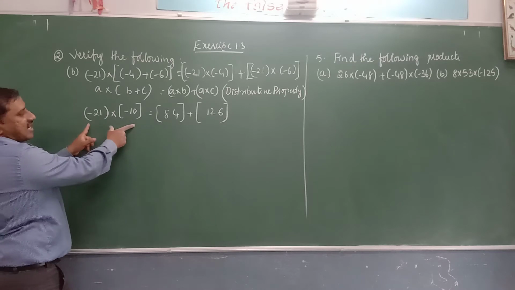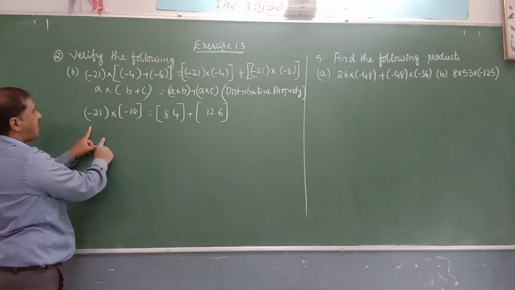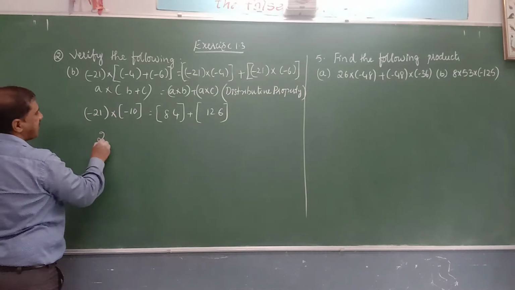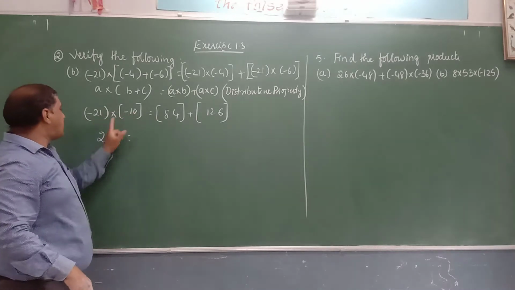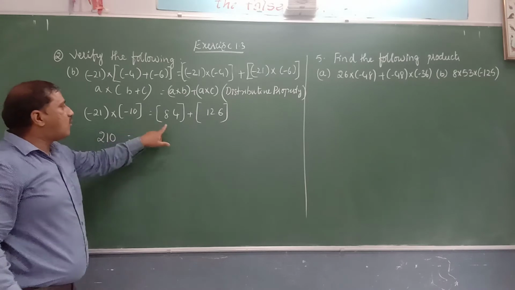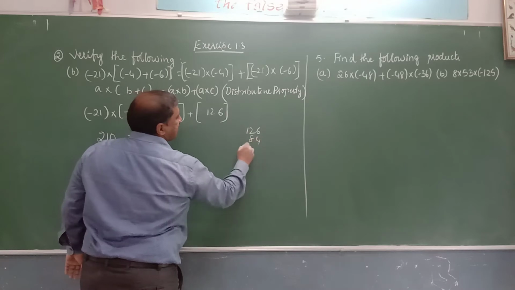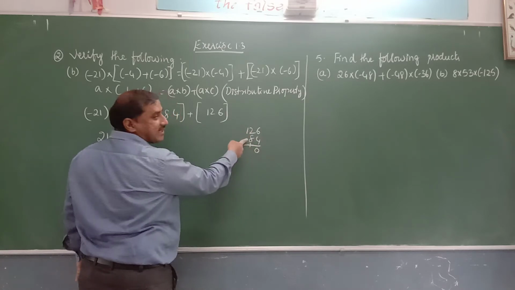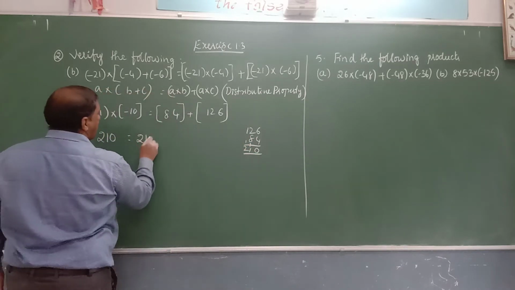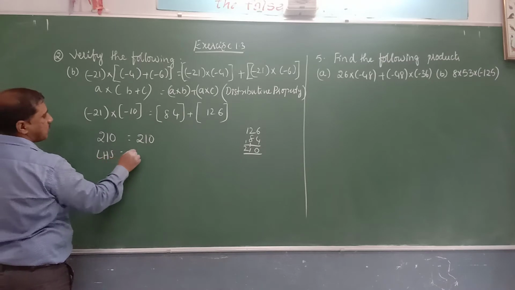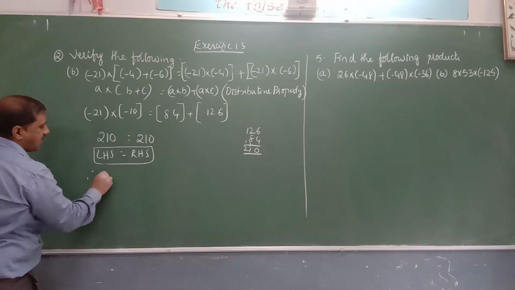Now on the left hand side we are again multiplying two negative integers: minus into minus is plus, and 21 into 10 is 210, so plus 210. Now 84 plus 126, adding the two positive integers: 6 plus 4 is 10, then 2 plus 8 is 10, 10 plus 1 is 11, 1 plus 1 is 2, so we get 210. Now LHS is equal to RHS on both the sides. Therefore it is verified.